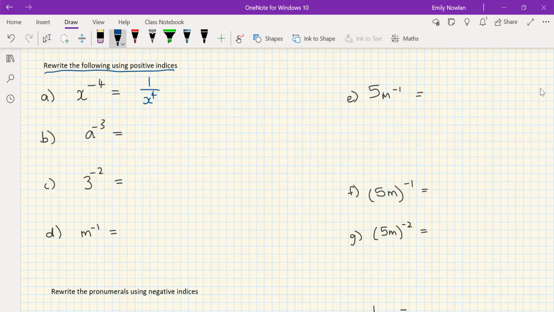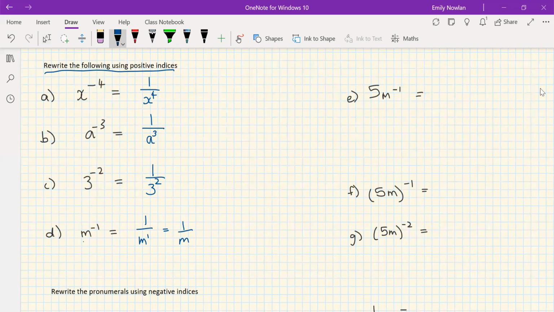A, it doesn't matter what the base is, this time it's a to the -3. So it's still 1 over a, and that becomes +3. Now, even if it's a number, so the base is now 3, we can still put it as 1 over 3 to the power of +2. This is an m. Next one, we've got m here to the -1. It's 1 over m to the +1, which you can write as 1 over m as well. Both of those are the same, it doesn't matter.